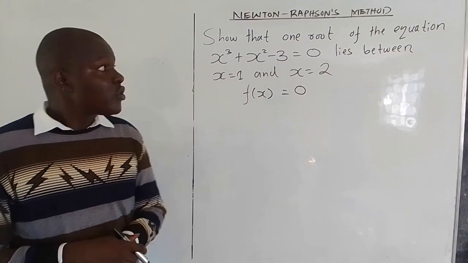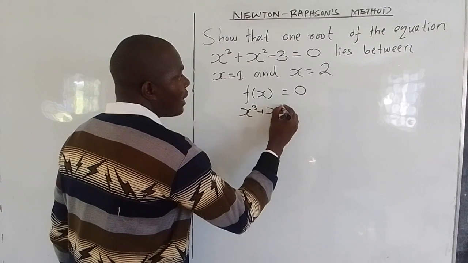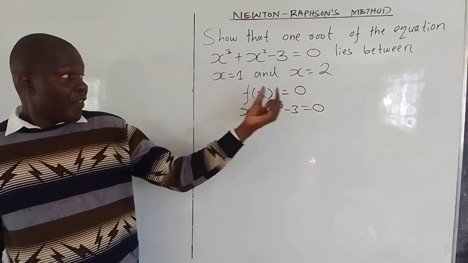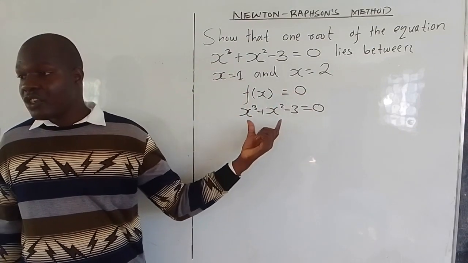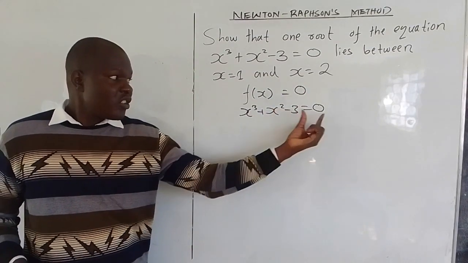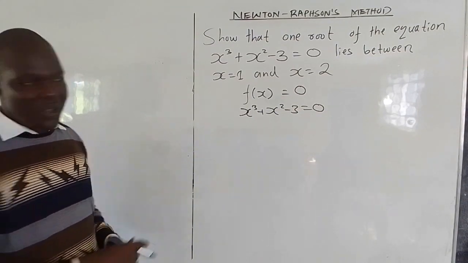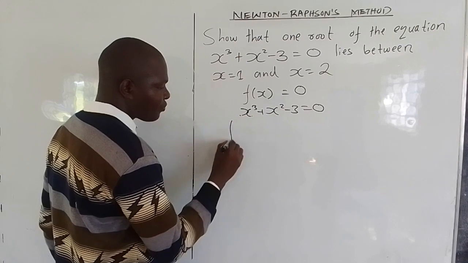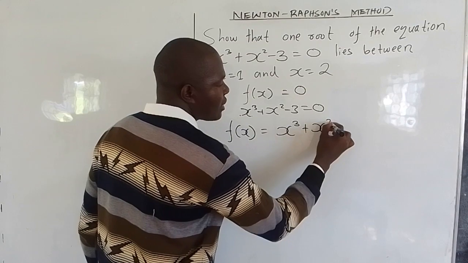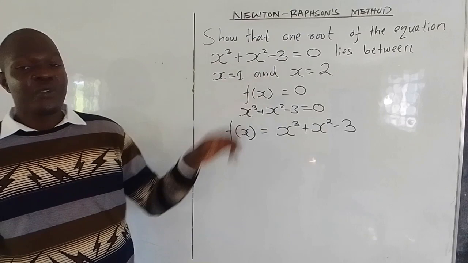Are we together? So the equation you'll be told is x cubed plus x squared minus 3 equals 0. So the root of this equation exists if the function is equal to 0, isn't it? So the two are equal, and you can get the function of that equation. So what is the function here? If you equate the two, you get f of x equals x cubed plus x squared minus 3. So you found the function from the equation.